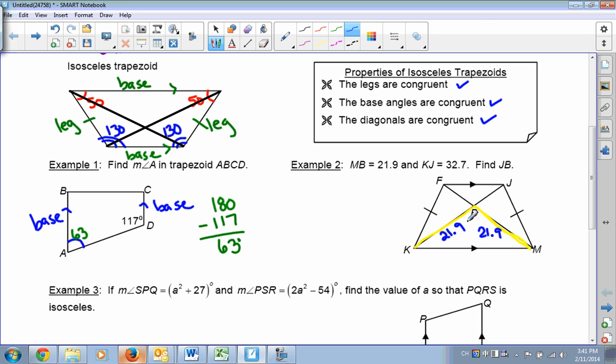Okay. Then it also gives us that KJ, which is the entire diagonal, all the way is 32.7. And then what does it want us to find? It wants us to find this little piece right here, JB. But we know the whole thing, and we know this section here. So how are we going to find it? Yeah, just subtract. 32.7 minus 21.9.